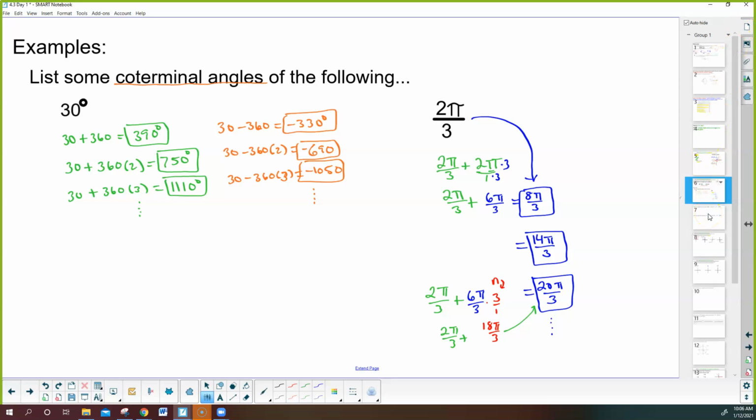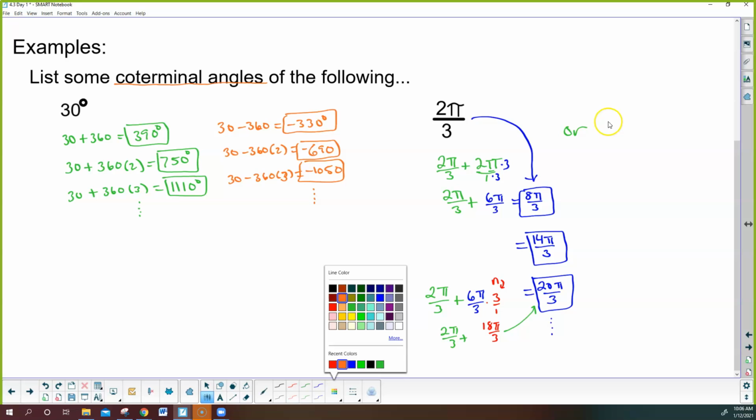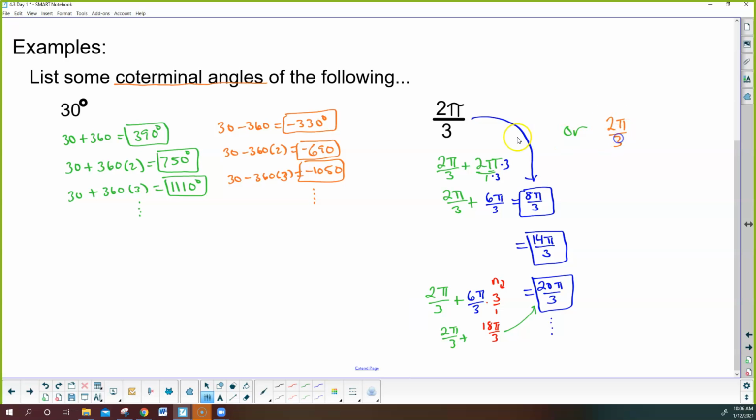So let's show you how to use this. Oh, by the way, I guess I didn't do this. I kind of forgot. What if I took the 2 pi over 3, our original angle, and instead of adding 6 pi over 3, what if I subtracted it? Well, 2 minus 6 is negative 4 pi over 3. Here is another coterminal angle to the original 2 pi over 3. Negative 4. Thank you. Yep, negative 4. Good catch.